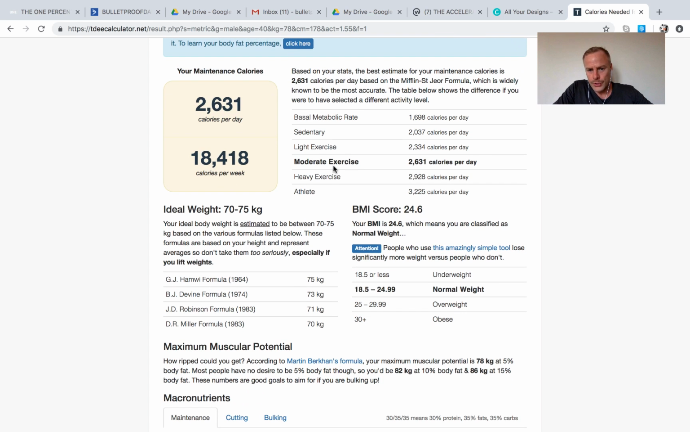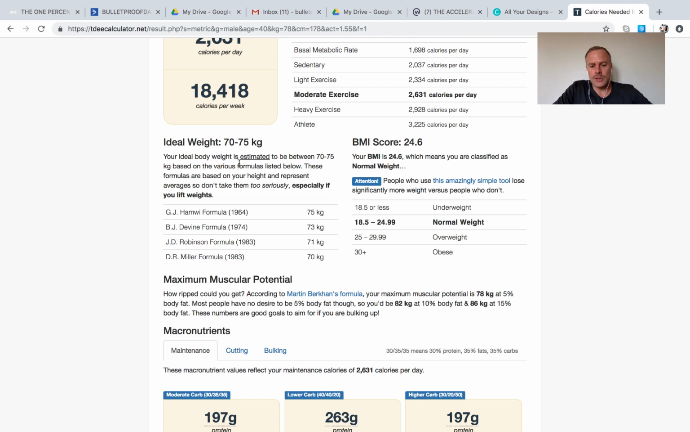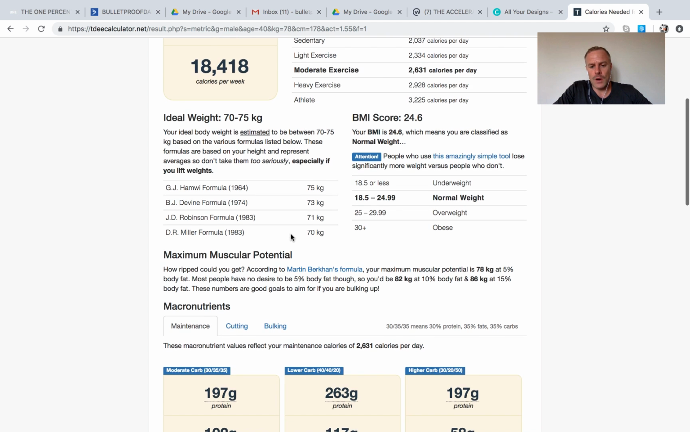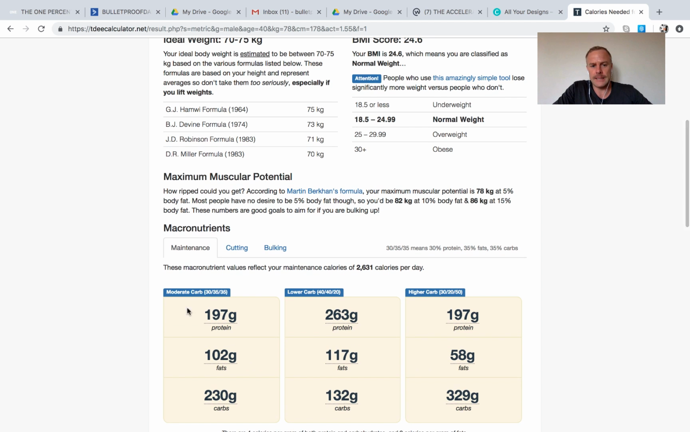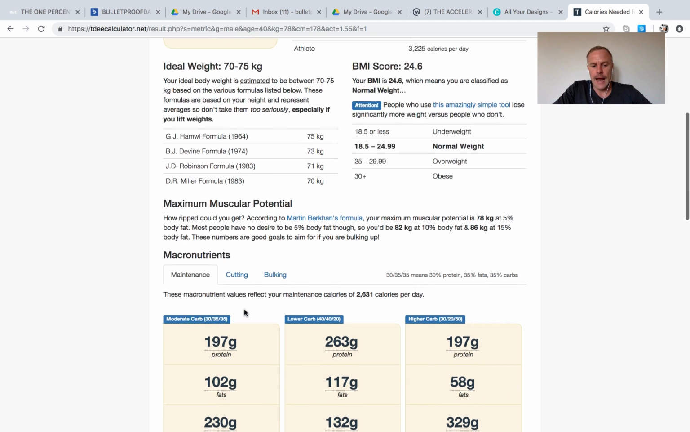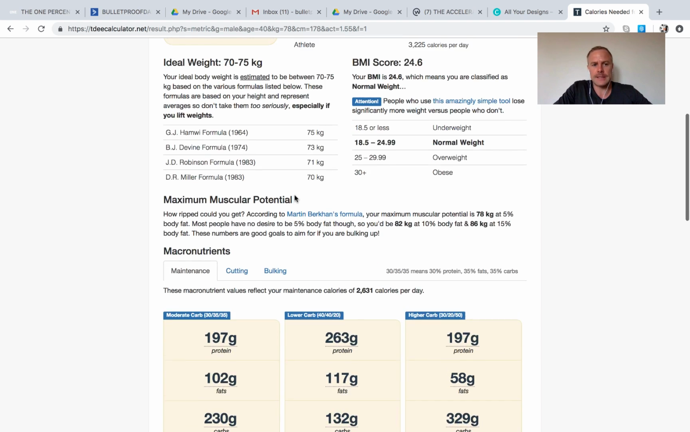Now, important to notice, if my exercise was to change and I was to go to light exercise, or I knew it was going to be sedentary for a period of time, for example, if I was going on holiday, then obviously I would look at the amount of calories that I would require for that day. It gives me my ideal weight, my BMI score as well. And it starts to give me some information down here about grammage. But don't worry about that right at this minute, because it's basing that on this and not on what you want to achieve. So this is for maintenance, just to make this clear.